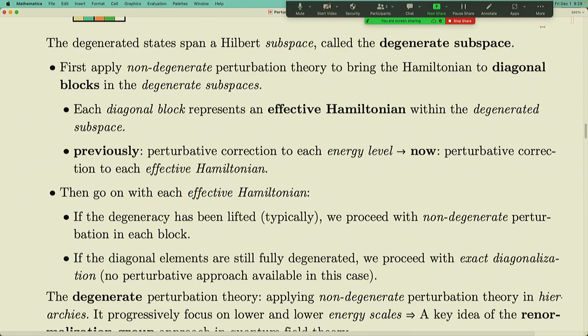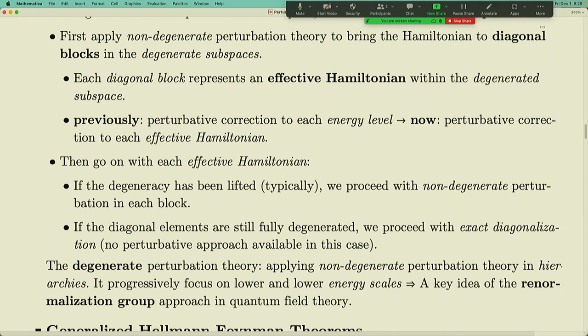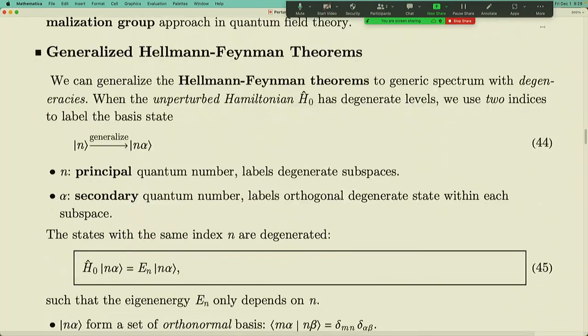Or maybe we can proceed to so-called exact diagonalization, which is not using perturbation theory. It's no longer a perturbative approach, but you can just plug this smaller matrix into Mathematica and diagonalize it. That will be much easier than diagonalizing a large matrix. So that's another idea. Okay.